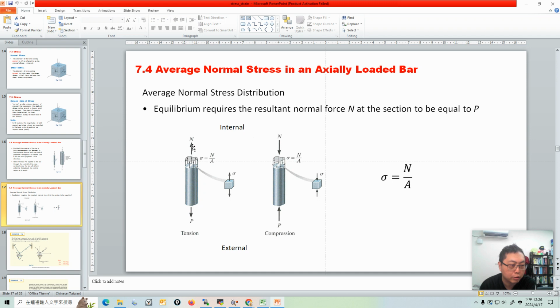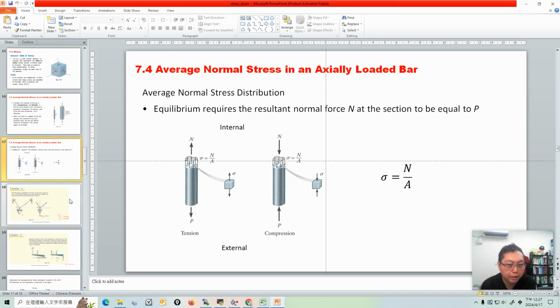Normal stress is the normal force divided by area, and I also can compress the bar. It also will create a stress in the material, just in a different direction. Extension and compression are in different directions. I think it's very easy to imagine: when you apply the external load on the bar, you will create normal stress in the bar.